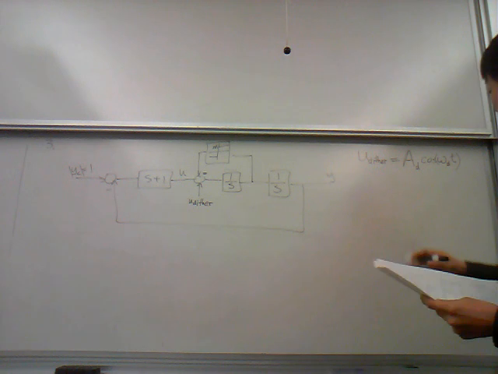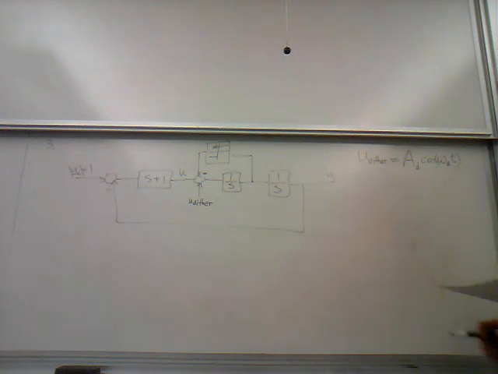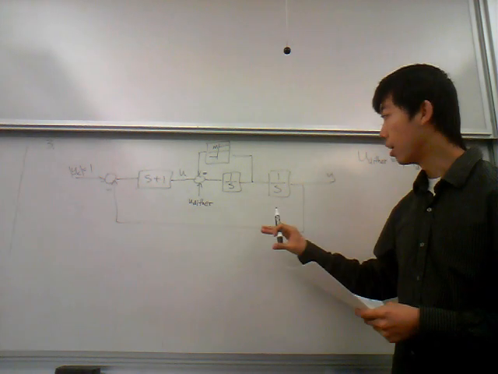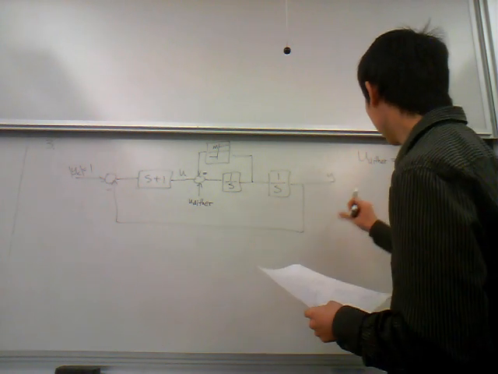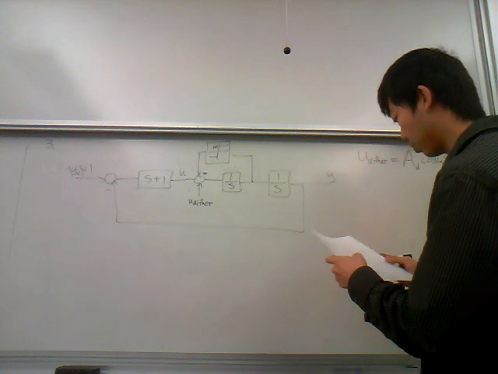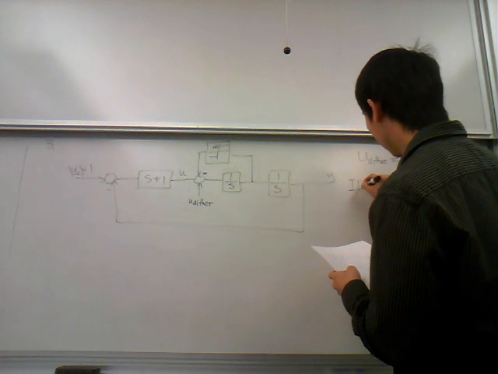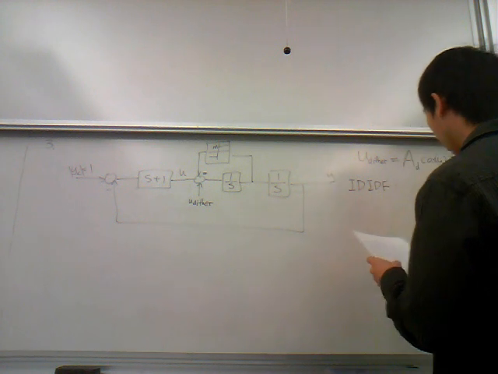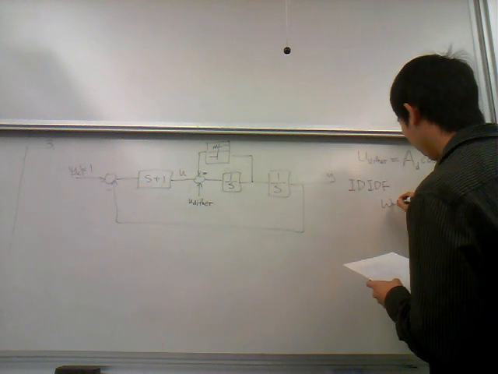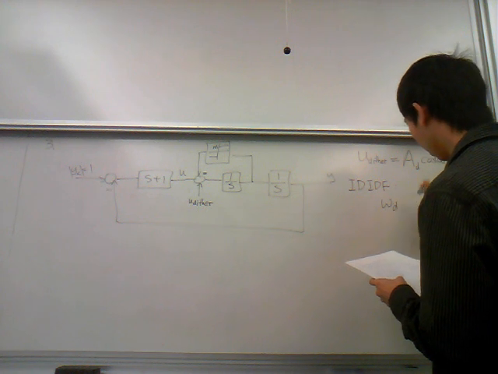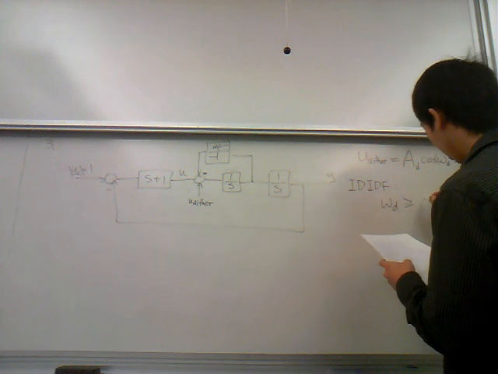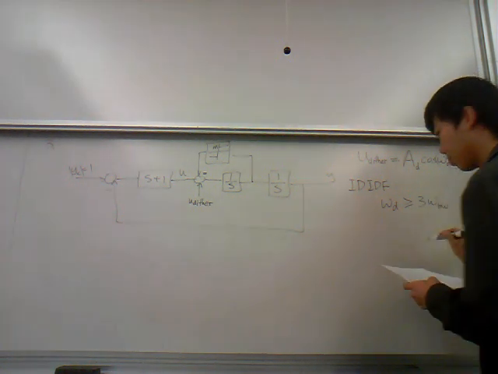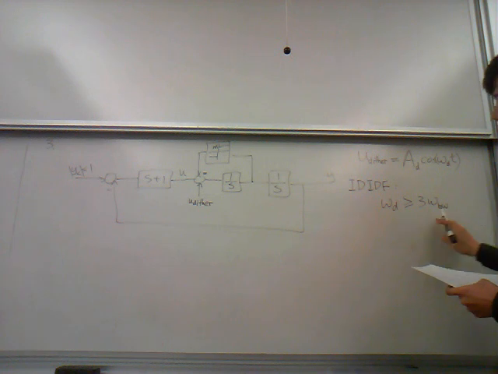So the first thing we'll do is work with the frequency. We have our ideal system, so let me write down the assumptions for IDIDF. We want our dither frequency to be at least 3 times the bandwidth frequency of our system.